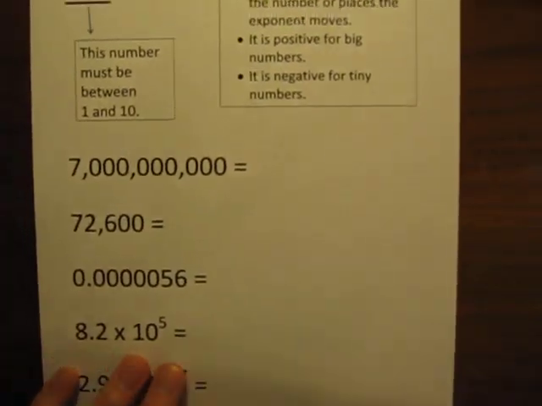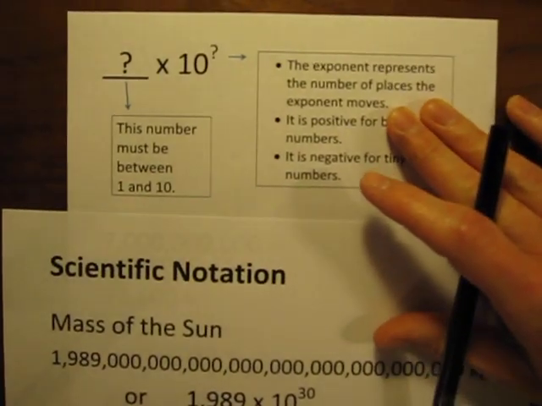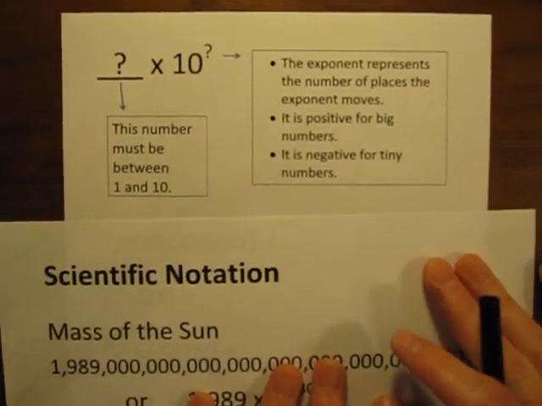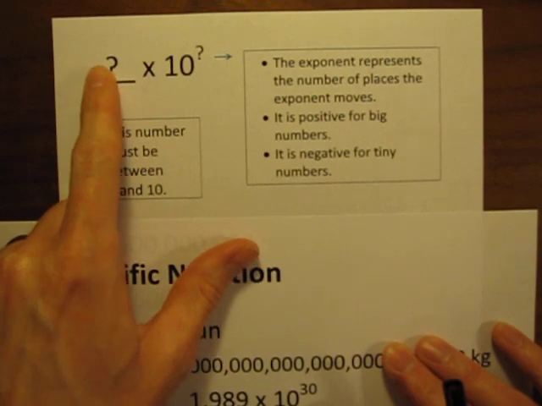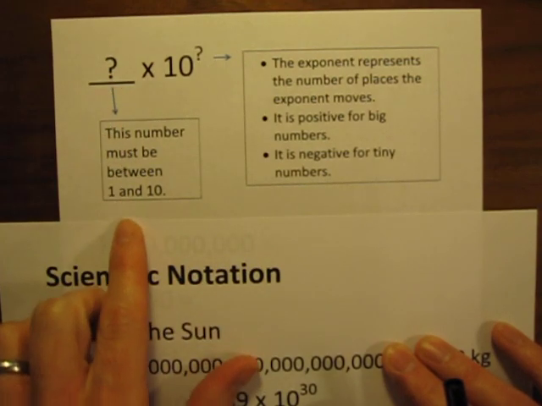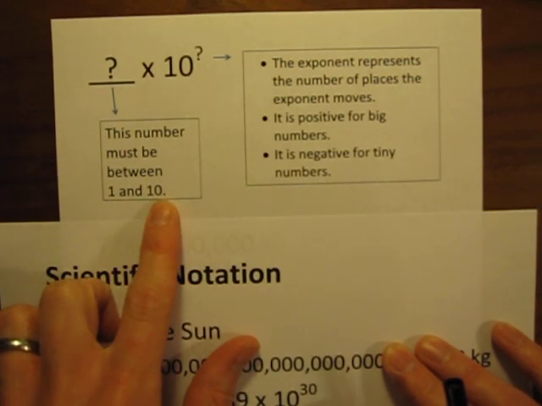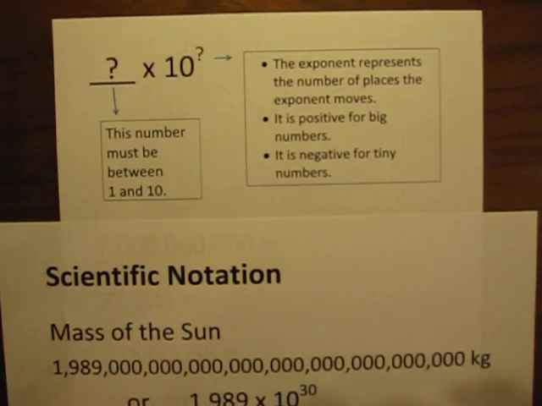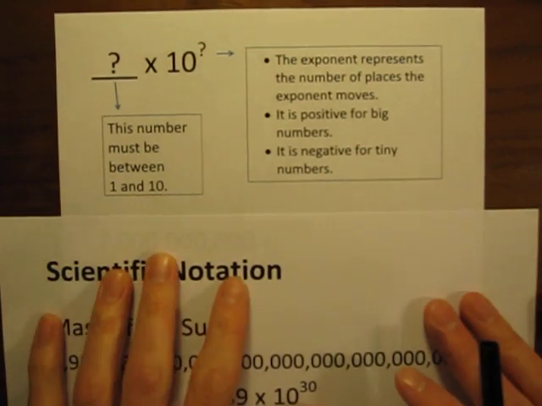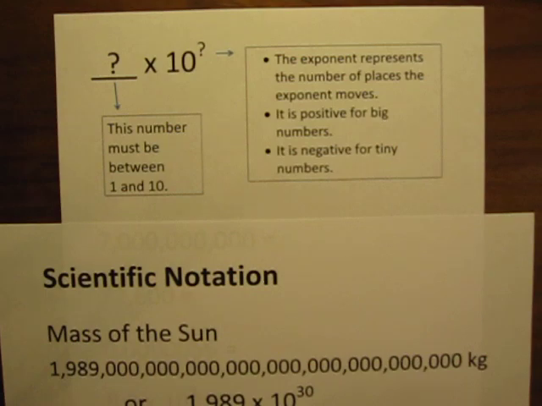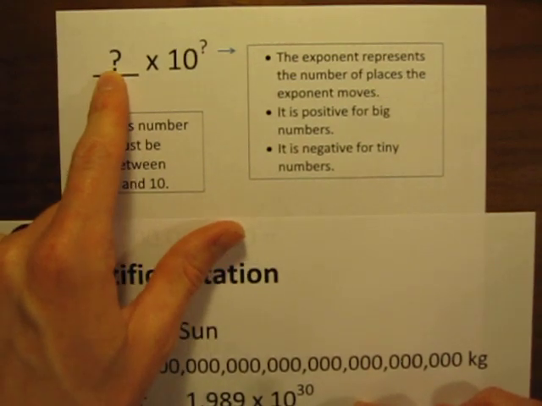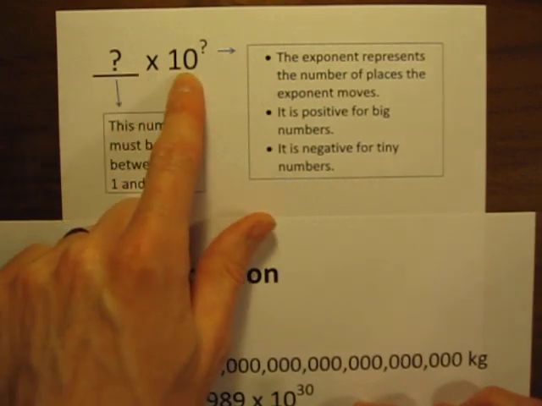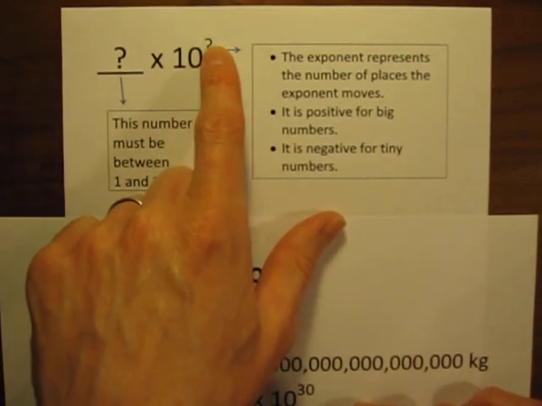So, let's look at this right here then. If you are going to write a number in scientific notation, the first thing you need to do is move the decimal point to a place where the number that you're going to start with is going to be between 1 and 10. And that may not make a whole lot of sense right now as I'm just talking through this, but hopefully when I get to an example problem that will make some more sense. So the number here has to be between 1 and 10. Then we're going to multiply it times 10 raised to an exponent.